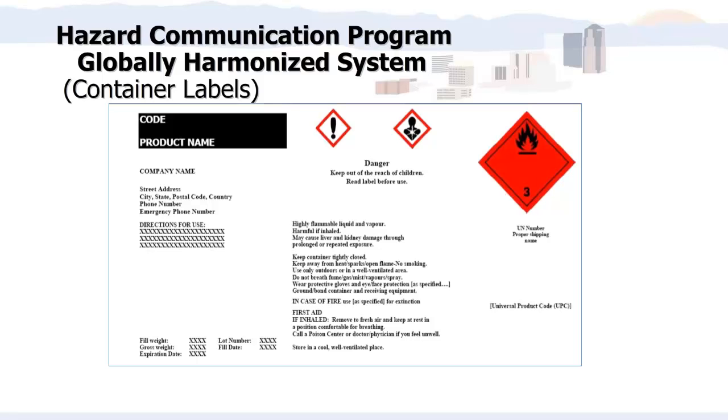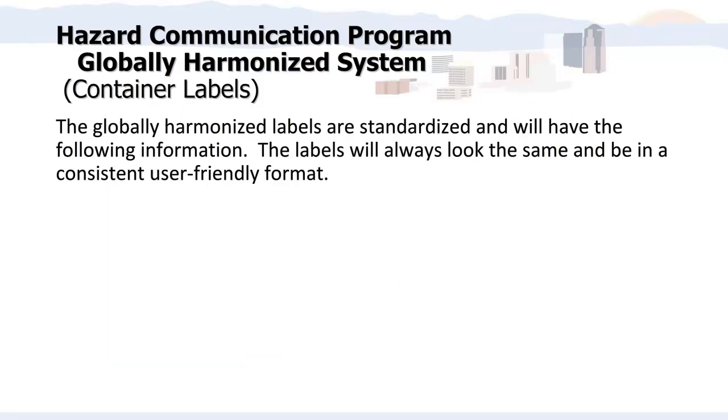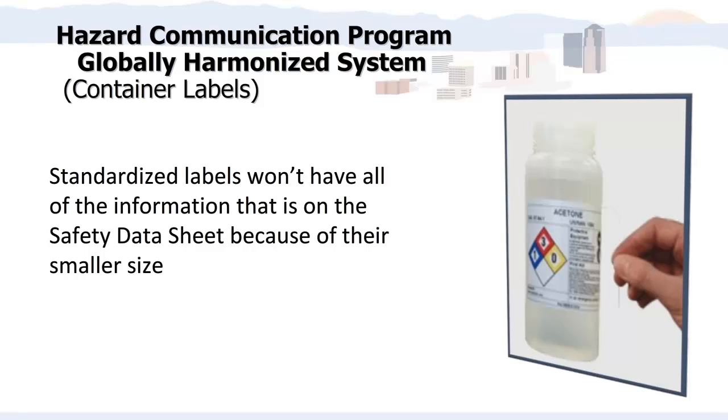This is an example of a globally harmonized chemical label. Globally harmonized chemical labels will always look the same. This consistent user-friendly format will be shown next. Labels don't have all of the information that is on a safety data sheet because of their smaller size. Next we will explain what information these labels on the outside of chemical containers will have.